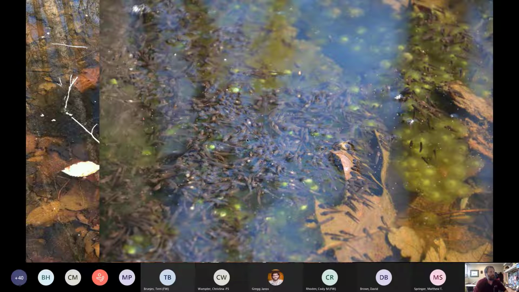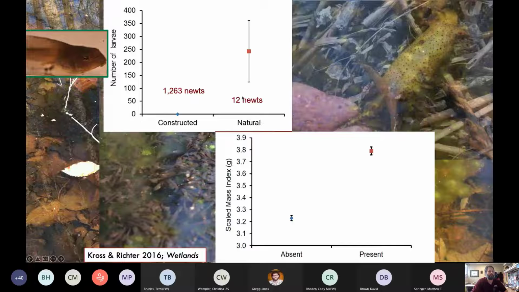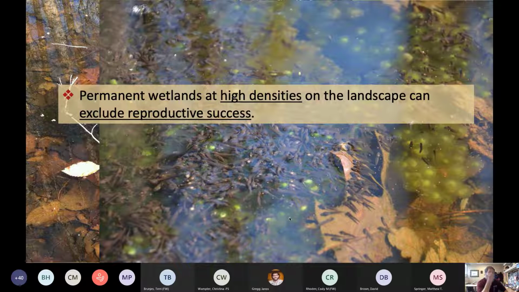And so a student came and looked and quantified this, and this shows the number of larvae, later stage larvae, found in wetlands. In natural, much greater than 0 in constructeds, and the number of newts that were found in each. You can see the stark difference. We looked at body mass or body condition, and you can see it, but newts in wetlands that had wood frogs had much greater body condition than those that didn't. So permanent wetlands at high densities, at least on the landscape, can exclude reproductive success.